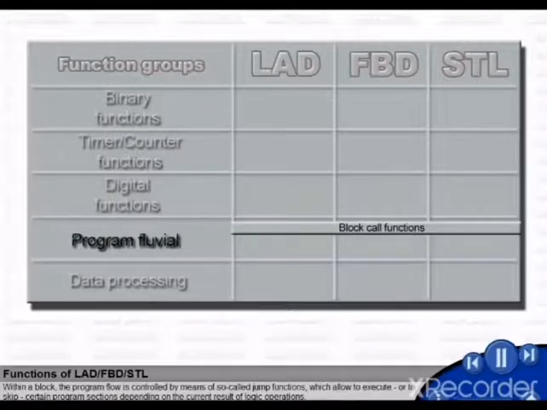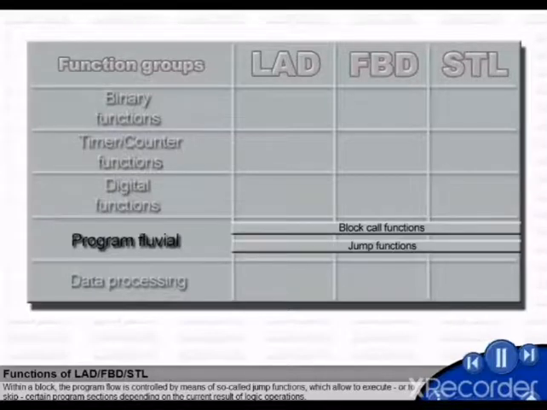Within a block, the program flow is controlled by means of so-called jump functions, which allow you to execute or to skip certain program sections depending on the current result of logic operations.